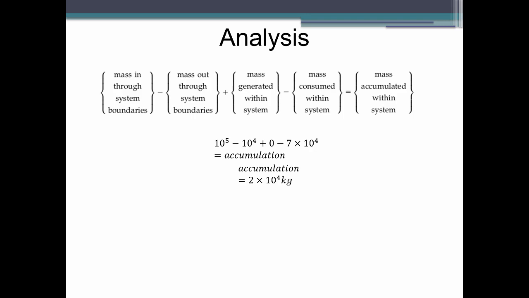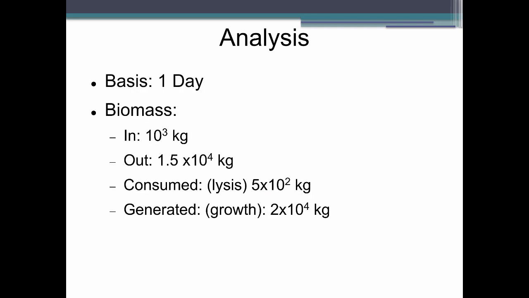So just plug it in: mass in minus mass out, plus generated, which is 0, minus mass consumed, is equal to the accumulation. And our accumulation is 2 times 10 to the 4th kilogram. So for the biomass, again, we define our basis, which is 1 day. And then, what are the amounts? So coming in, 10 to the 3rd kilogram, going out, 1.5 times 10 to the 4th kilogram, the amount consumed.